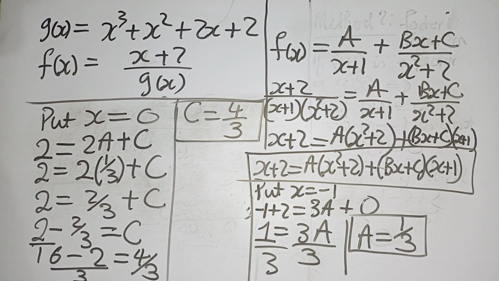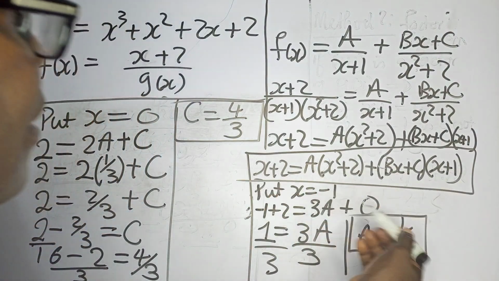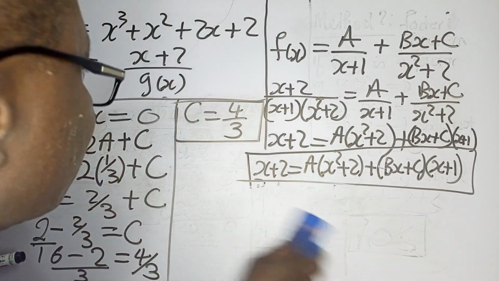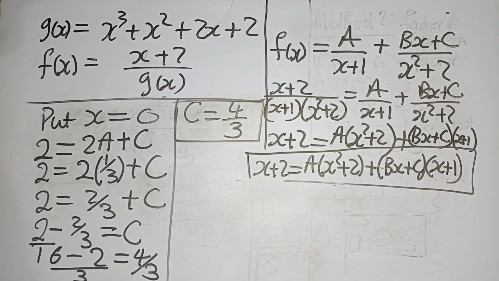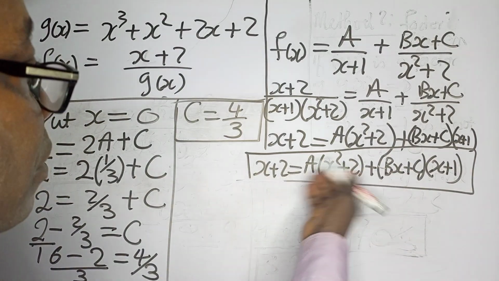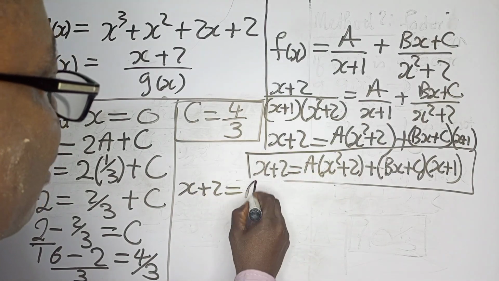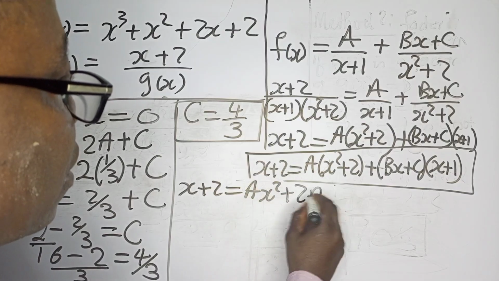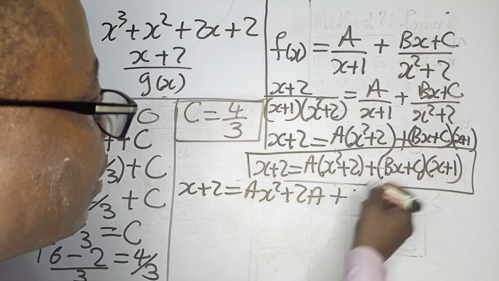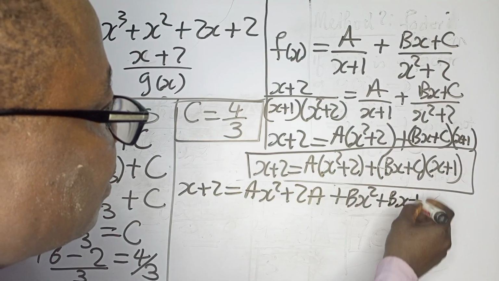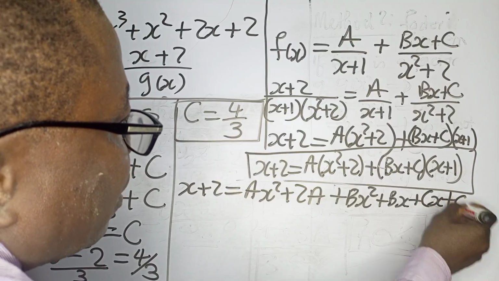All right, so now we know the value of a, we know the value of c. We need to get the value of b. That should not be a problem. So let's expand the right hand side of this expression and we equate coefficients. So this is the same expression, the one in the box, we're working with it. So we're saying x plus 2 is equal to, open out this, we have a x squared plus 2a plus, multiply this out, bx multiplied to x is bx squared, bx multiplied to 1 is bx, c multiplied to x is cx, c multiplied to 1 is c.